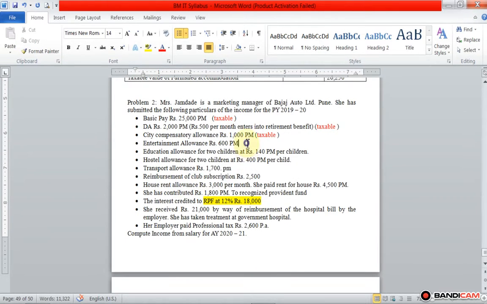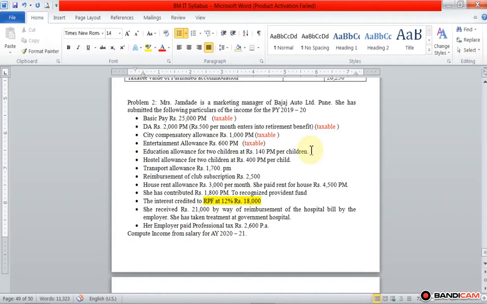Then entertainment allowance. Entertainment allowance is taxable for private sector employees as well as government employees, but we only allow a deduction of entertainment allowance to government employees. So entertainment allowance is not allowed for deduction under section 16 to private sector employees. So all the entertainment allowance is taxable.